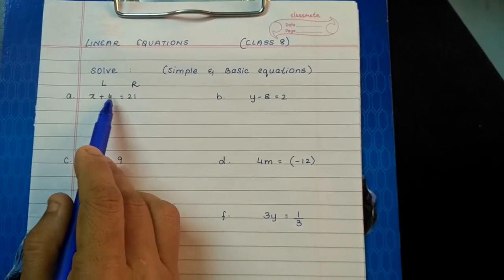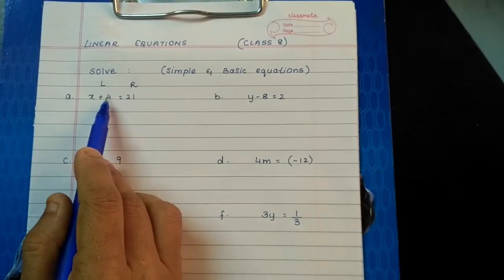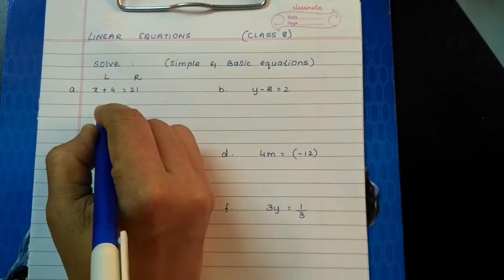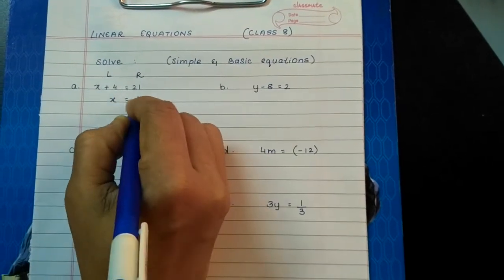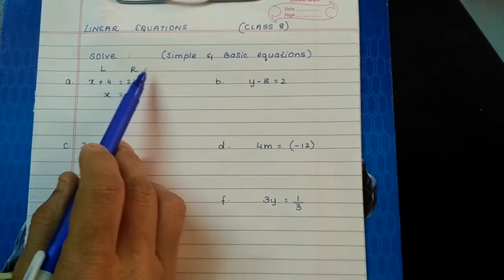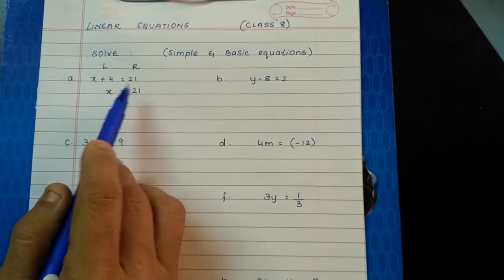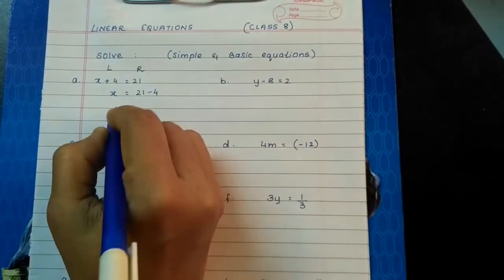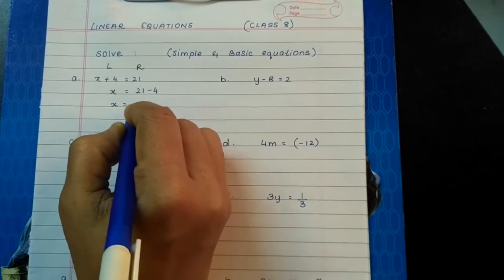So the trick is to keep variables like alphabets on one side and the numbers on the other side. So I will shift the 4, which is on the left hand side, to the right hand side. So when it transports from the left hand side to the right hand side, plus 4 becomes minus 4. So x is equal to 21 minus 4, which is 17.